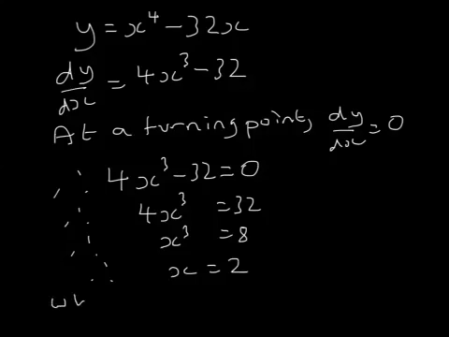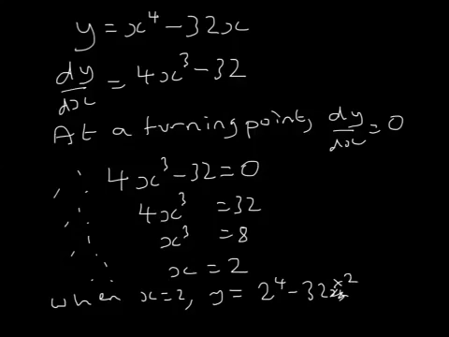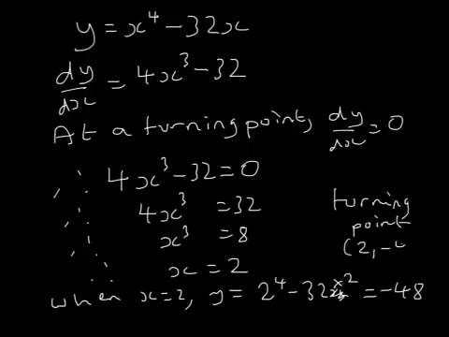When x equals 2, we know that y is 2 to the power 4 minus 32x. 2 to the power 4 is 16, and then it's 32 times 2. So it's 16 minus 64, so that's minus 48. So the turning point is at 2, minus 48.